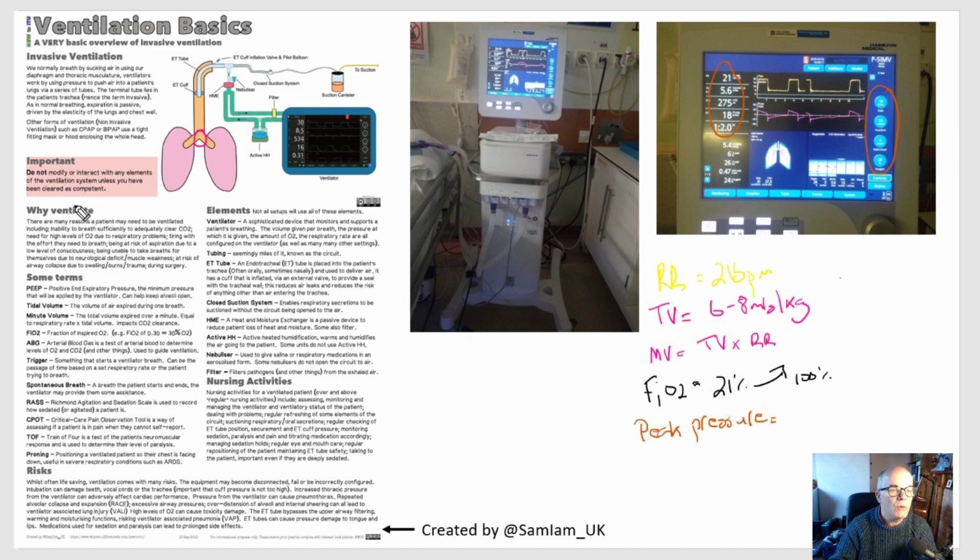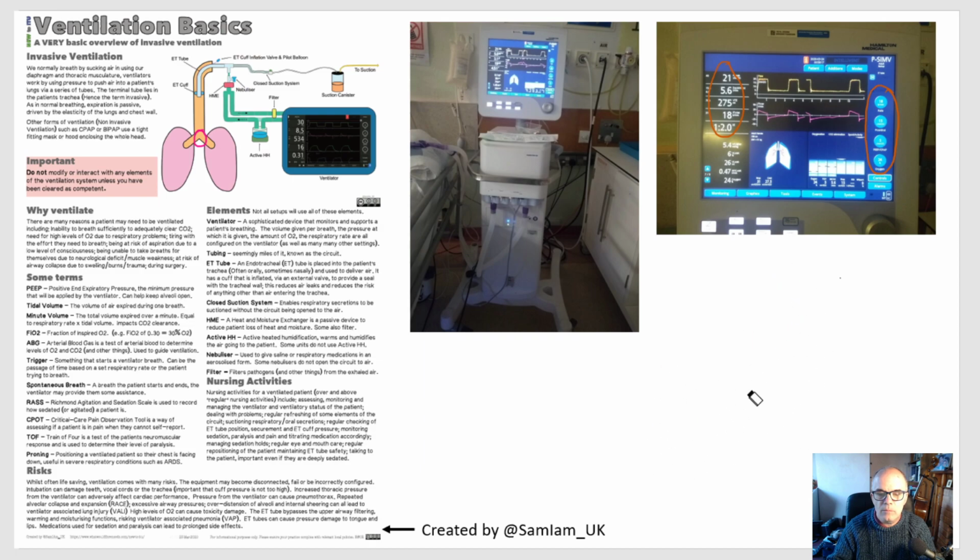Okay. So I'm going to use Sam's terminologies here just to explain some of the other words that you may hear used. So let's just get rid of this for now. Okay, so I'm just going to pick out some of the words that she's chosen here. So we've talked about tidal volume, we've talked about minute volume, we've talked about FiO2. I'm going to talk about spontaneous breaths. So you will get what's called mandatory breaths and spontaneous breaths.